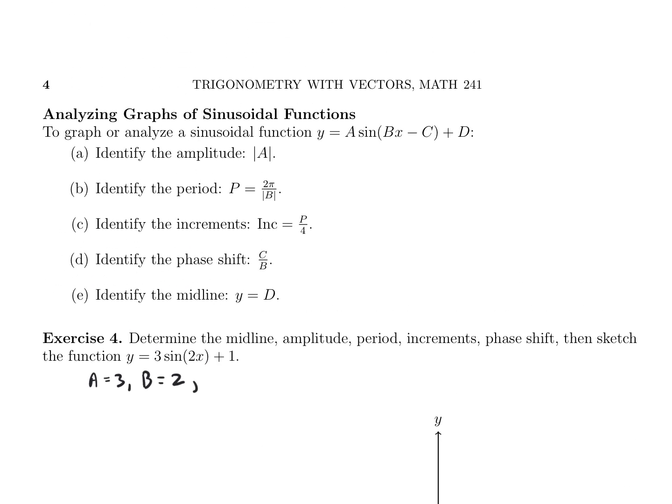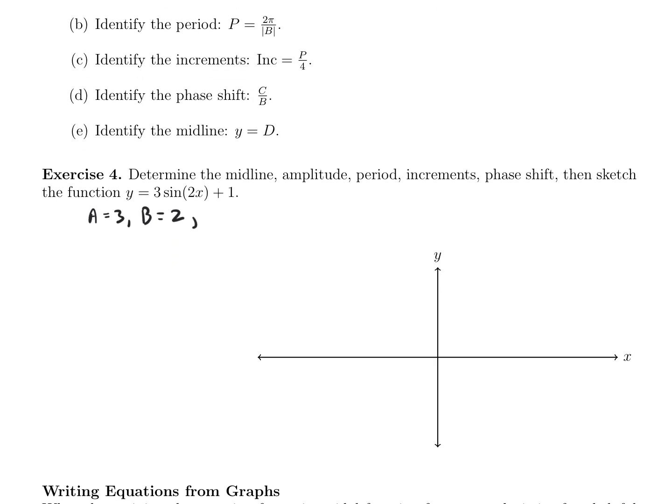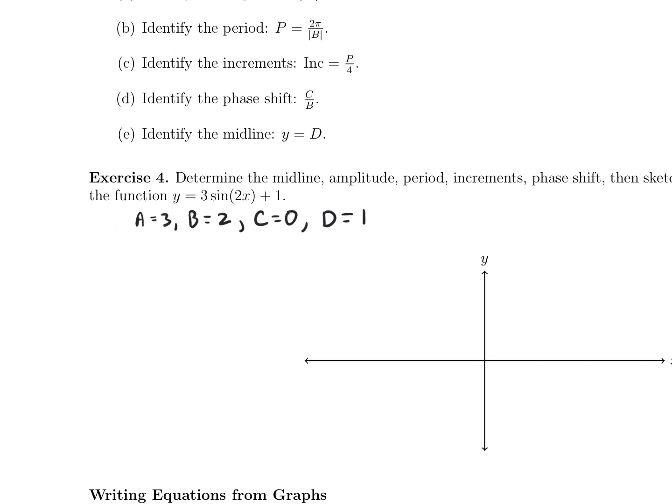If there were a C, you would see something either plus or minus a value, but since there's no plus or minus after the 2x, that means C is 0. So C is going to be 0 for this problem. And as you can see, D is equal to +1. So let's start with the midline this time.